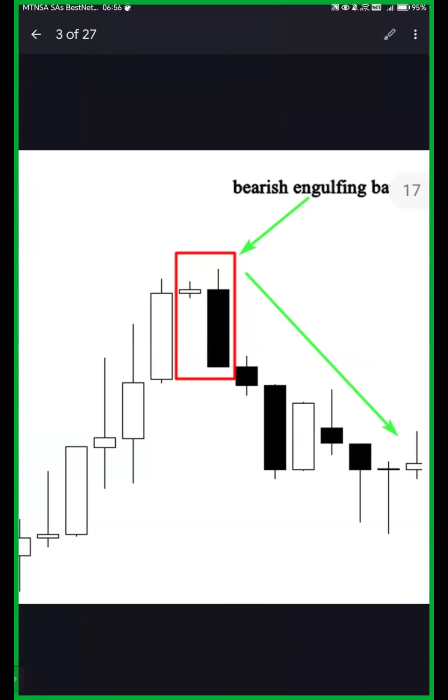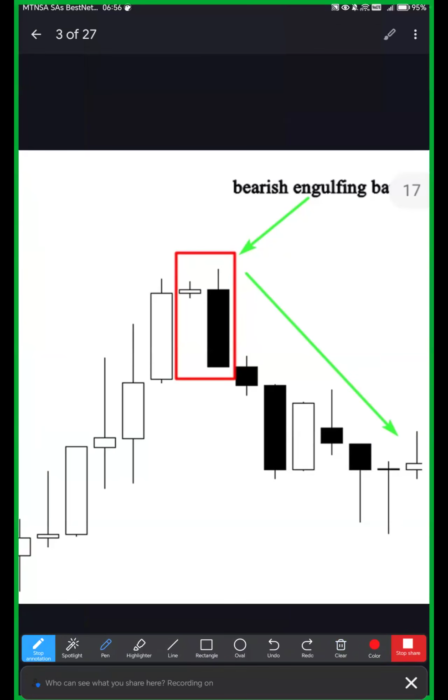All right. So this is a bearish engulfing bar. As we were talking, it is a market reversal signal to the downside. So you need to understand the market coming from this direction. The market is on an uptrend, okay?